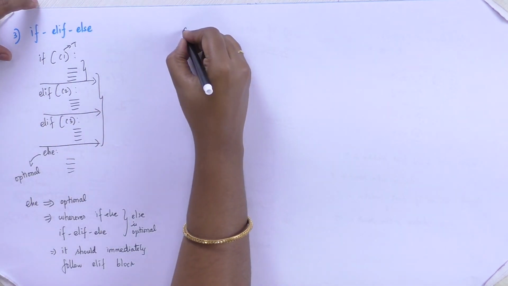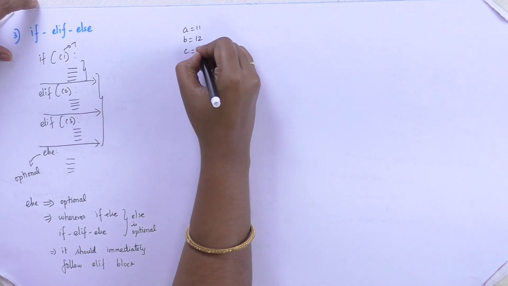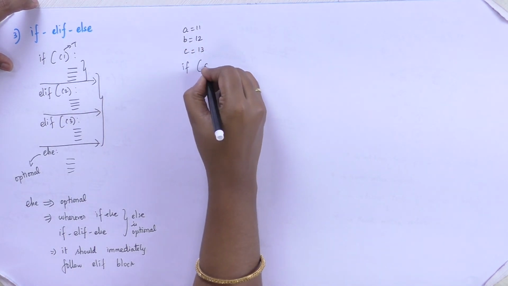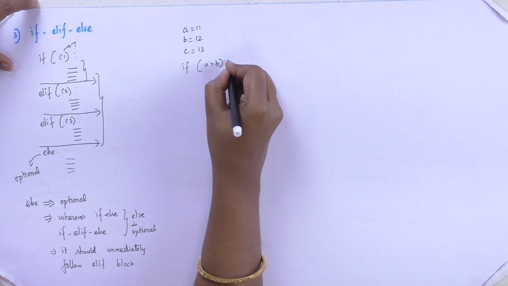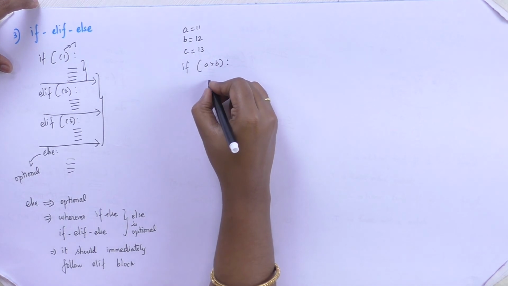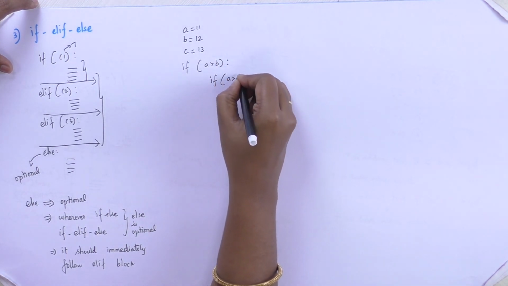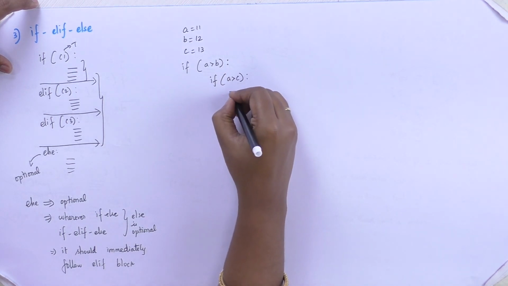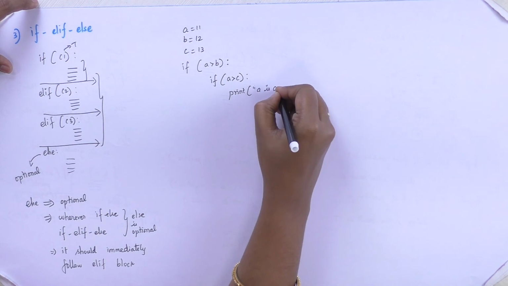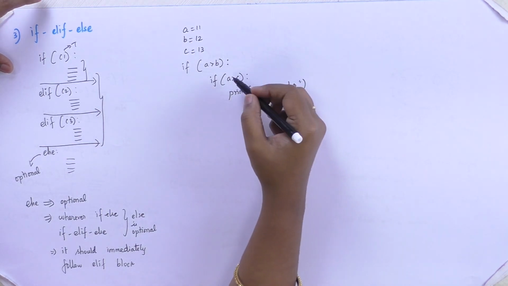For example, I have three variables. I have to check which is the greatest one. For that, I can check if a greater than b. And here I'm introducing another concept. If A greater than B, I'm checking if A greater than C, I'm printing A is greater, which means it is a nested if.